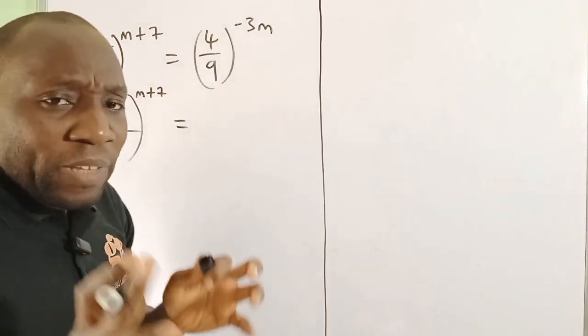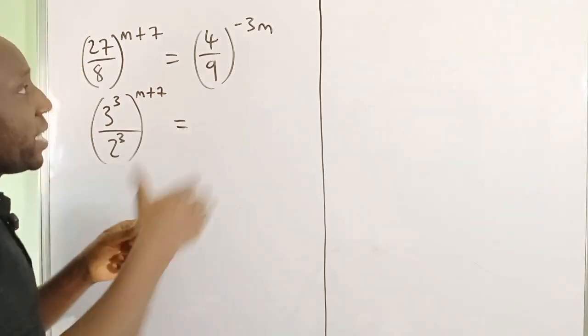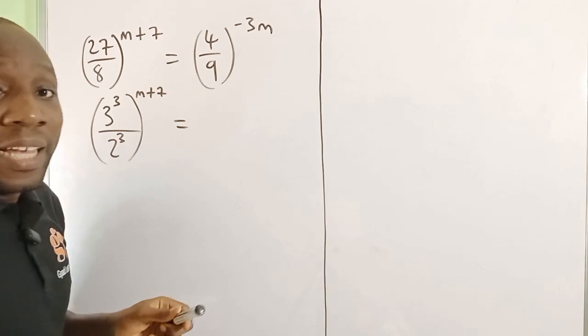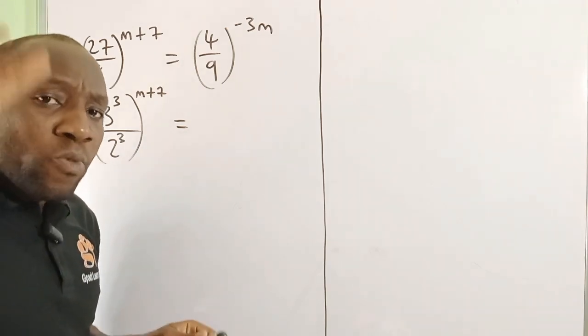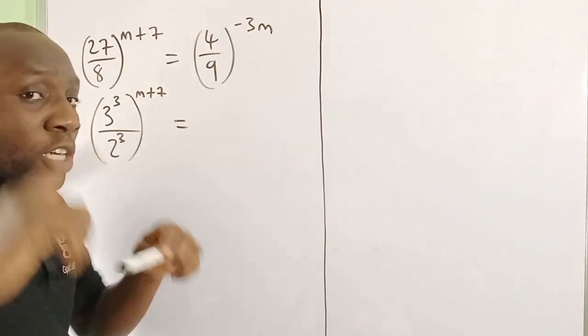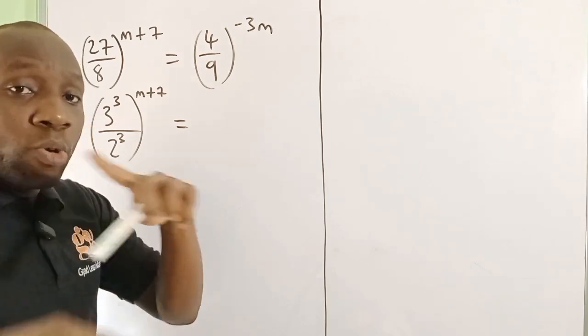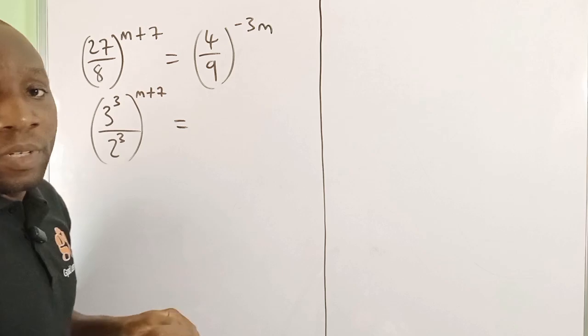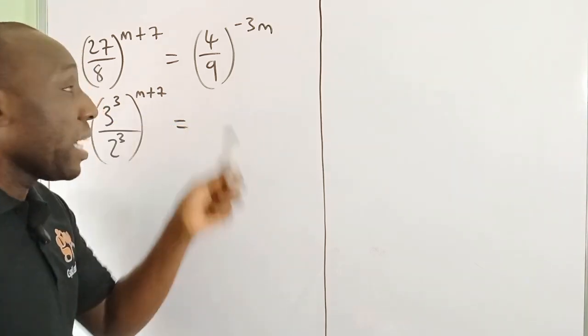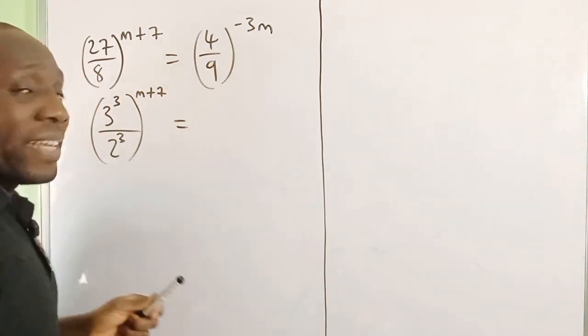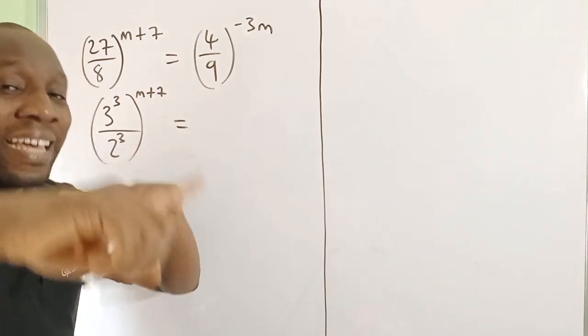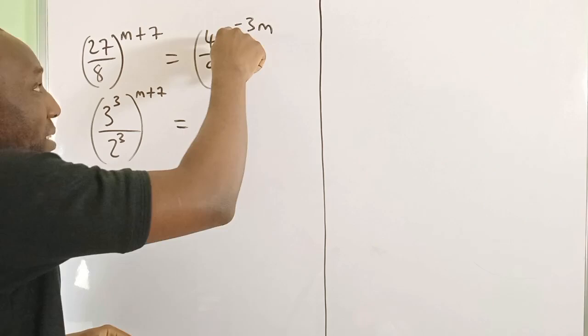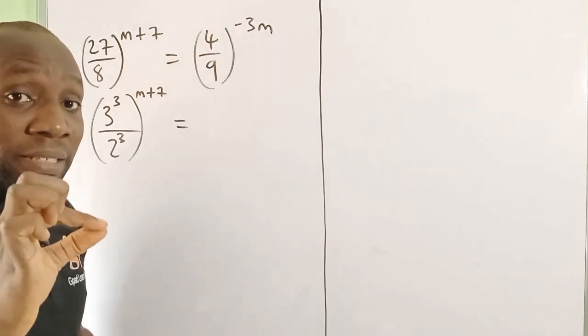Well, one of the laws of indices: if you have a negative exponent as we have now, and you want to remove that negative sign, you have to take the reciprocal of the value which that negative exponent is applied to. So 4 over 9, if you take the reciprocal, it becomes 9 over 4. Because we want to remove the negative exponent.